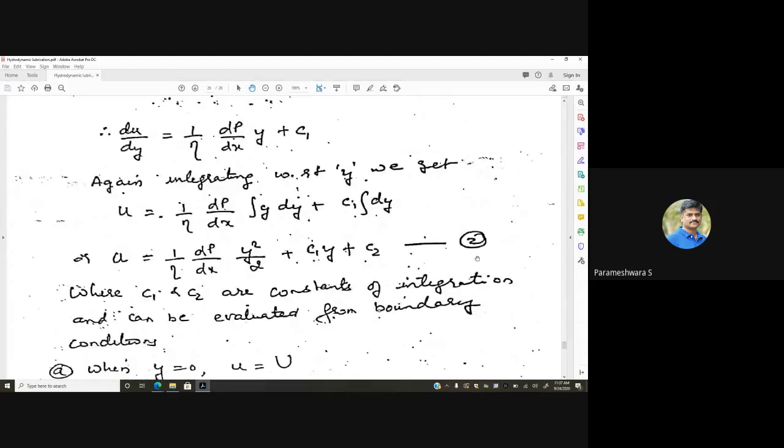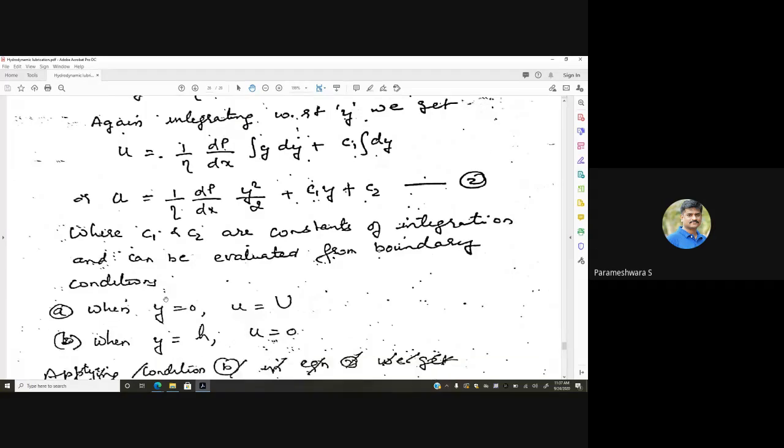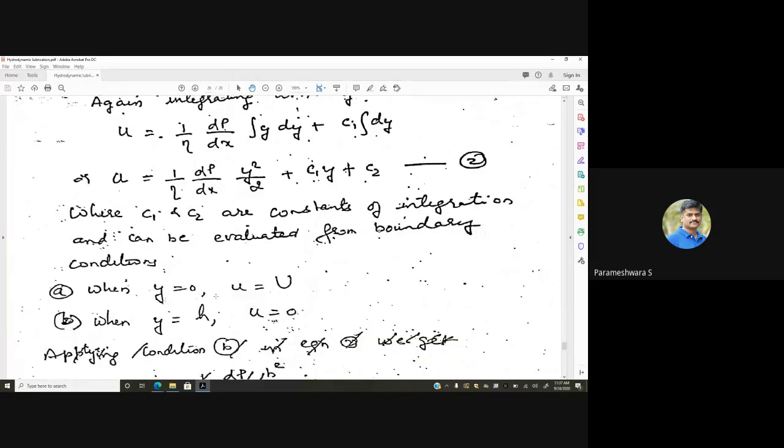So call this expression as 2, where we have two constants of integration, and they are to be eliminated. Okay, they are to be determined, evaluated with respect to the boundary conditions. So applying the boundary condition: when y is equal to 0, u is equal to U, it means maximum velocity. When y is equal to h, u is equal to 0, minimum velocity.